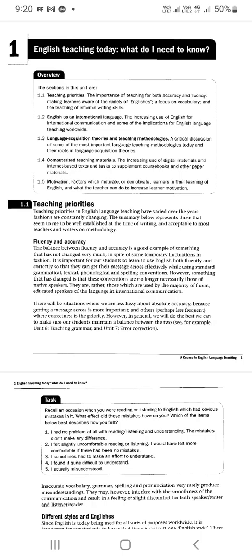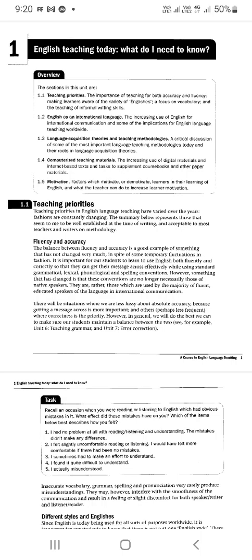Overview. The sections in this unit are: teaching priorities, the importance of teaching for both accuracy and fluency, making learners aware of the variety of Englishes, a focus on vocabulary, and the teaching of informal writing skills. English is an international language: the increased use of English for international communication and some of the implications for English language teaching worldwide.